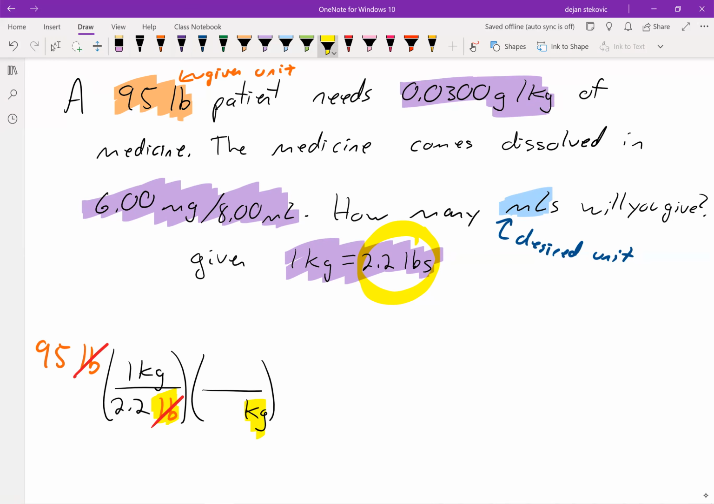And now I'm looking at kilograms. Where else do I have kilograms? I do have kilograms right here, but that would just get me back to pounds. So there's no point in doing that. The only other place that I have kilograms is up over here, where we have that 0.0300 grams of medicine per kilogram of body weight. So per kilogram, right, since that kilogram doesn't have a number in front of it, that's just a 1. And then on top goes the 0.0300 grams. And then my kilograms cancel out with the kilograms.